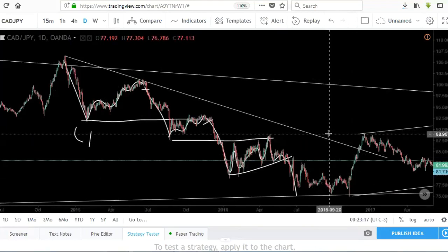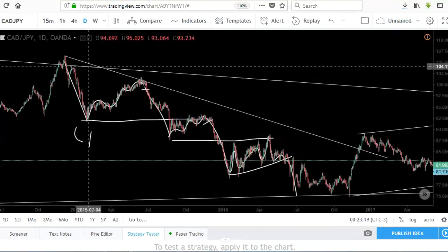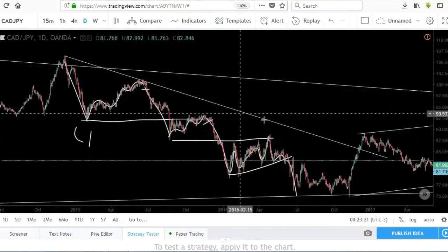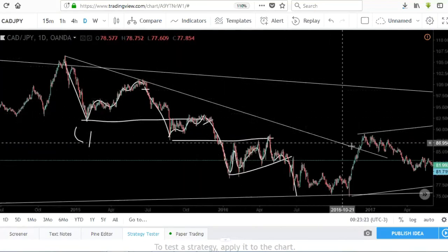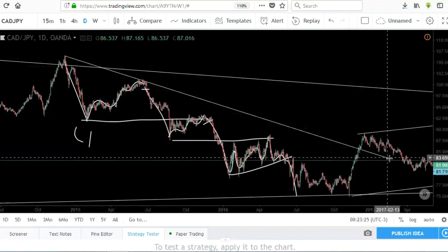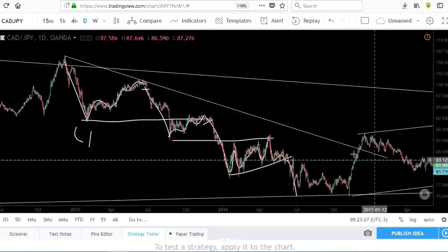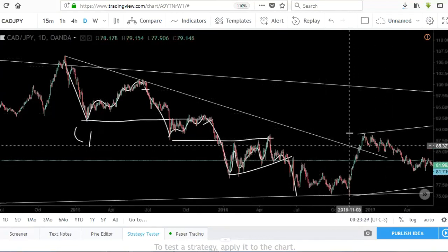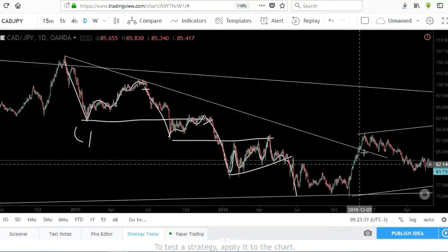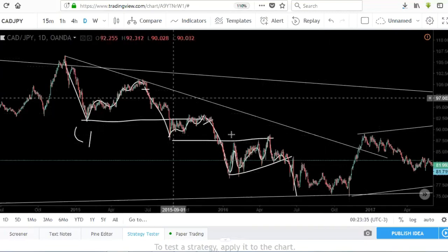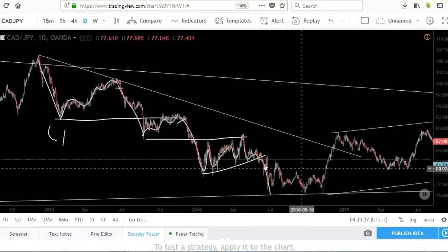Can you see where it ended? And it even broke this trend of ours. It broke this here, so we don't take part of this. Now we know that the market is more likely to reverse and go up. We know for sure that the market is more likely to reverse and go up.